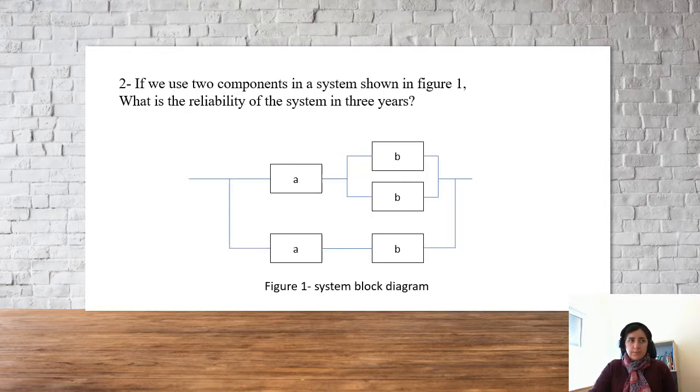The next question was about parallel and series systems, and we need to calculate the reliability of the whole system. We had this reliability and these components from the first question, so this is A and B. They are similar to the components that we had in the previous question, and now this is how they have been designed to work together in a system. And we need to calculate the reliability of the system in 3 years.